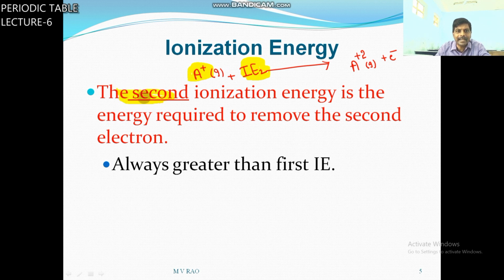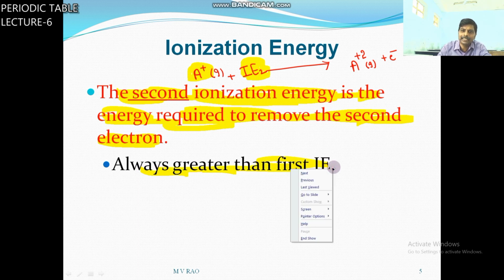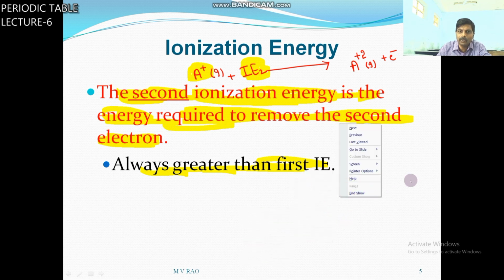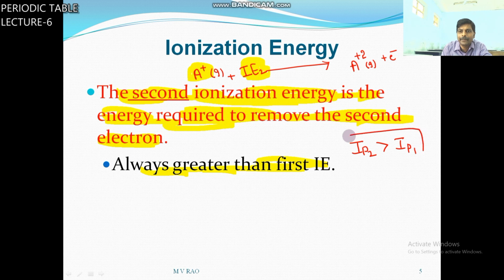The second ionization energy is the energy required to remove the second electron, always greater than first ionization enthalpy. IP2 is always greater than IP1.